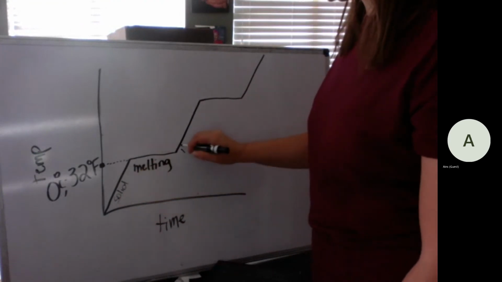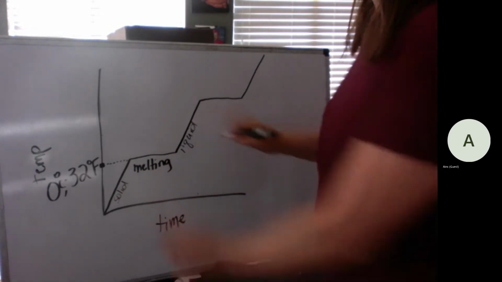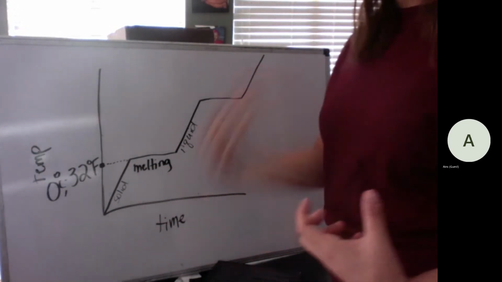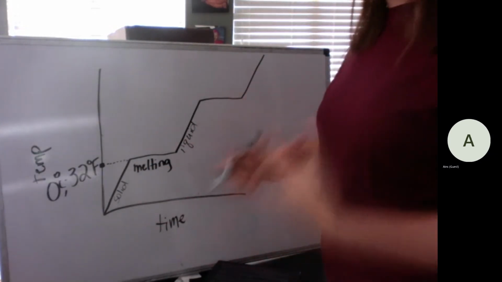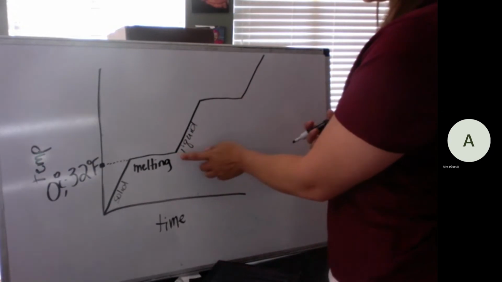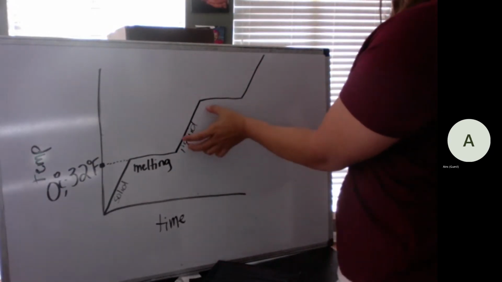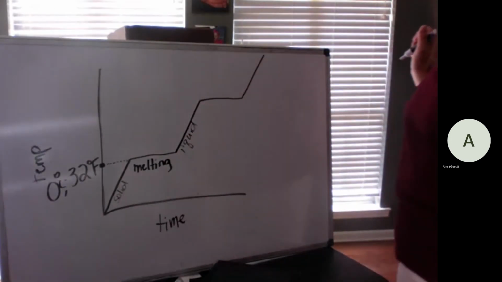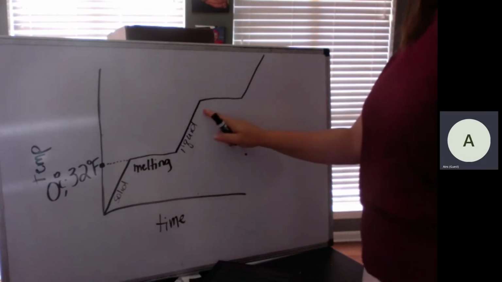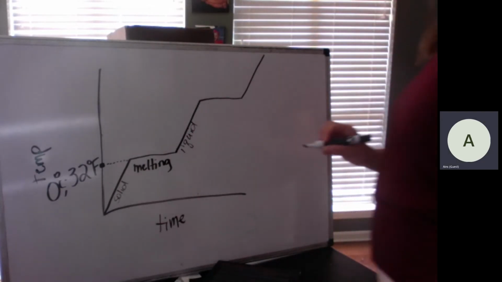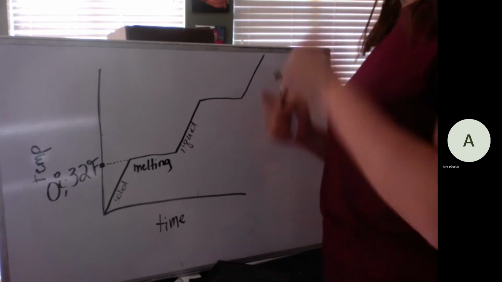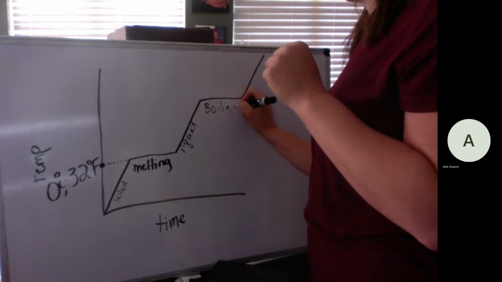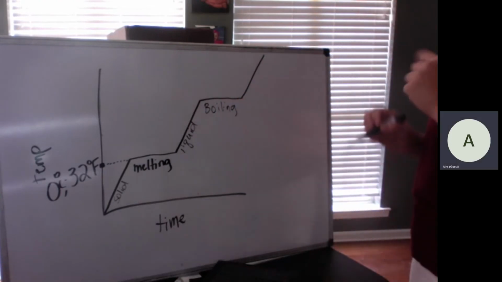So at this point, our water is a solid. At this point, it is now a liquid. So during this time where it's melting, it is simultaneously a solid and a liquid. Some of it is solid, some of it is liquid. By the time we get over here and our temperature starts increasing again, it's all liquid. So now, at this next point, what's happening? Is it boiling or becoming a gas? Yes, so over here we have another phase change. So we have boiling. We're going from a liquid to a gas.